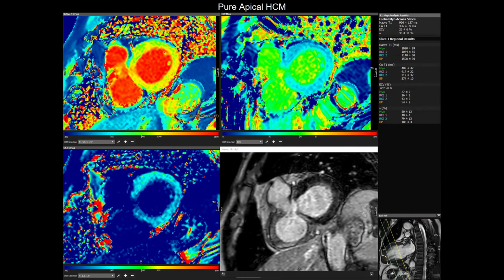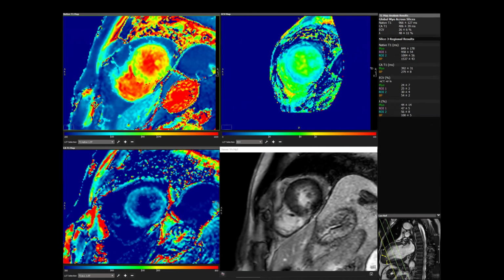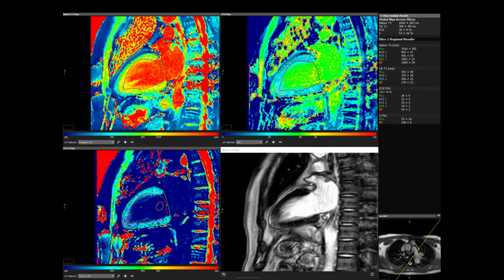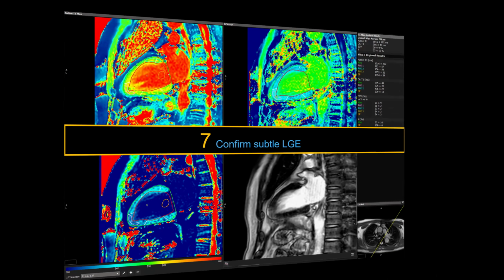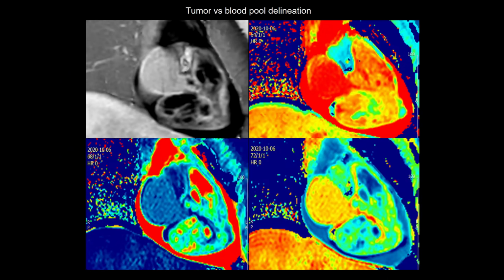Here's someone with pure apical HCM. And as we get to the apex, we can see that the patient has a thickened myocardium, and the short axis T1 maps are essentially normal. But when we go to the vertical long axis T1 map that I mentioned before, we can see the ECV is elevated at the true apex. And we can confirm subtle late gadolinium enhancement. And just as I mentioned before, we always get a vertical long axis map in our HCM protocol.